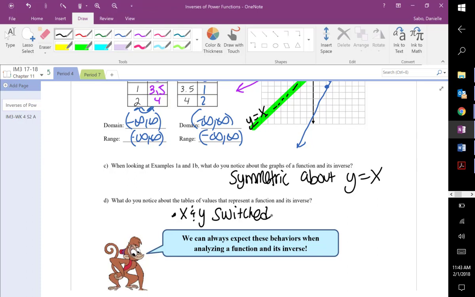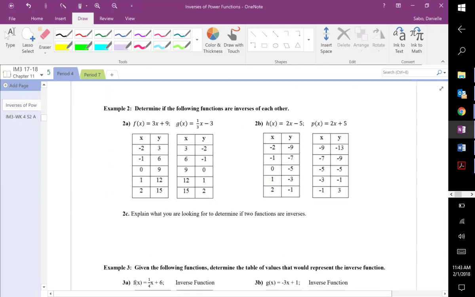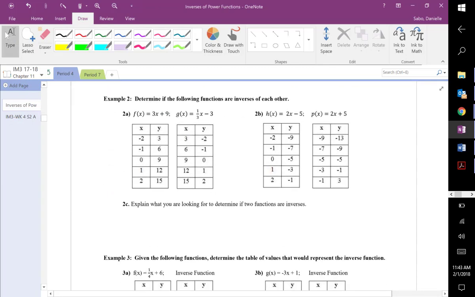Okay, on this next page, all it says is determine if the following functions are inverses of each other. What must happen to all the values in the tables in order to be inverses? They must all switch, every single one of them. So we're going to look. Do both of these switch completely? The exact same, but they switch. Yes. What about these ones? And these? These? These? So are they inverses? Yes. They are inverses.